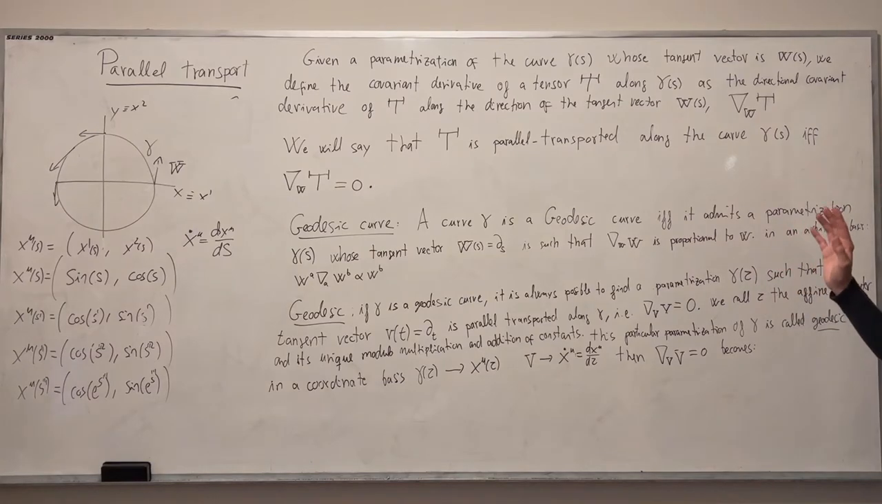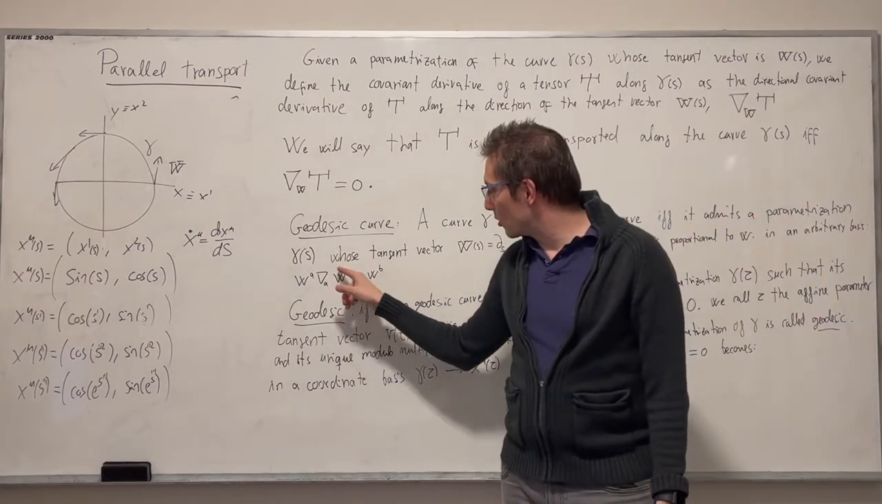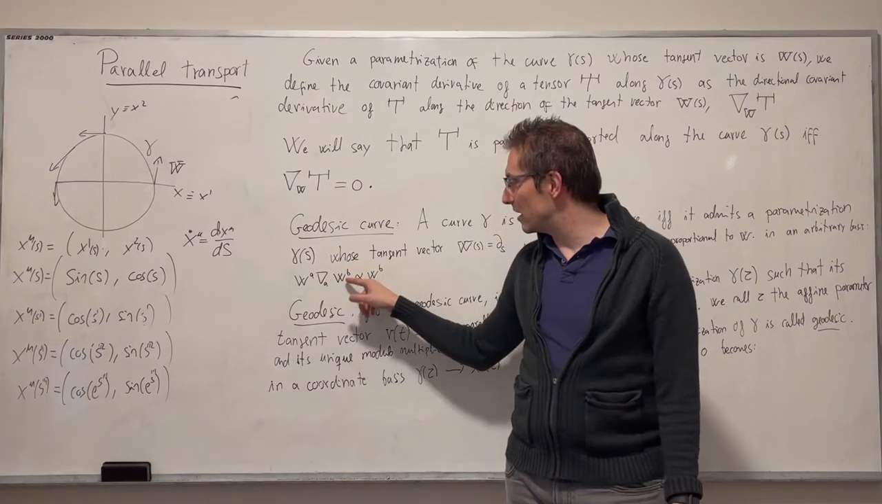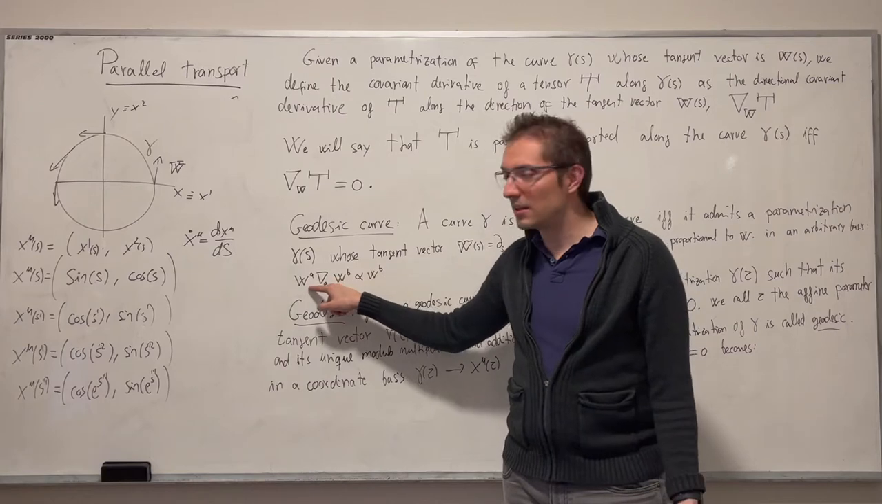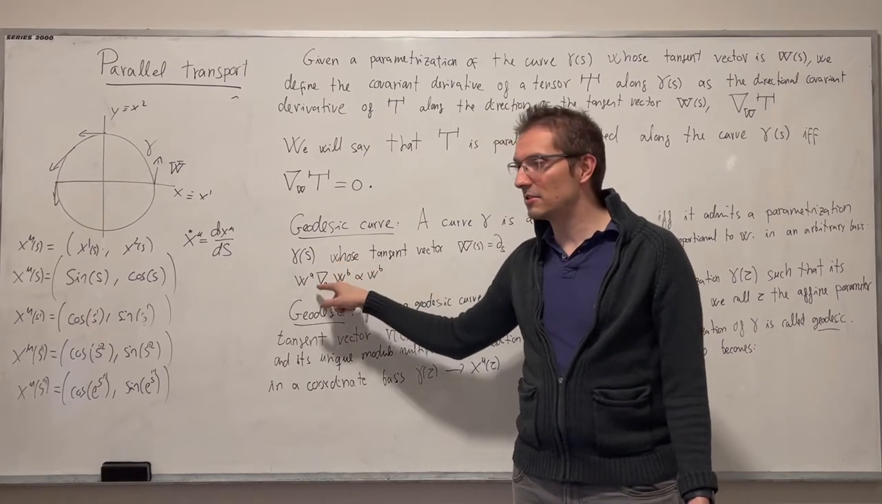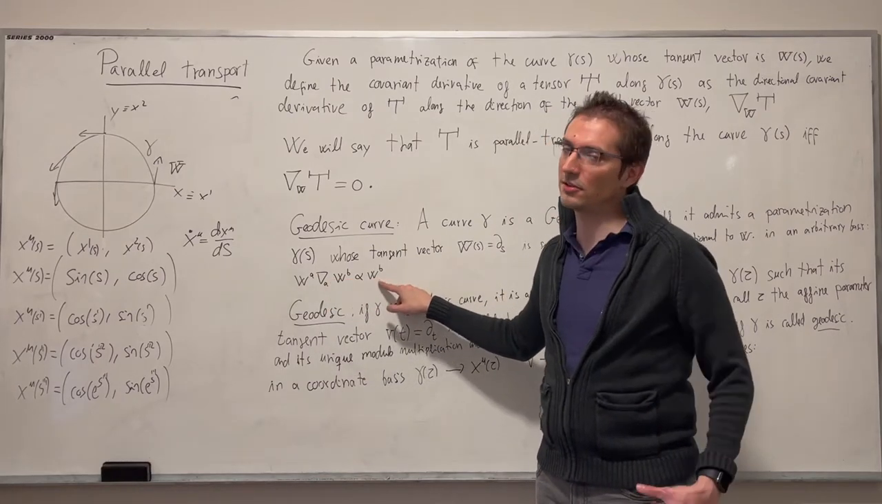So this is very interesting. In an arbitrary basis, we can write it like this. Remember, this is the covariant derivative, these are the components of the covariant derivative of the tangent vector. Contracting with the tangent vector gives me the directional covariant derivative in the direction of the tangent vector, of the tangent vector, and we say it's proportional to the tangent vector itself.